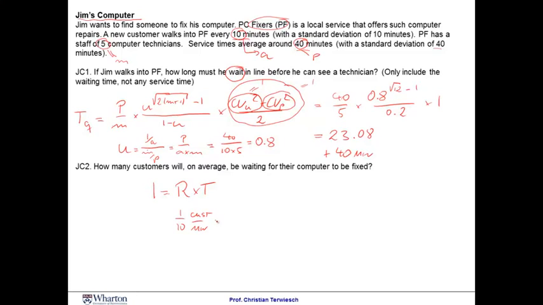And so this is then going to be 63.08 minutes. And that gives you simply 6.308 customers. And that is the inventory of customers in the store.